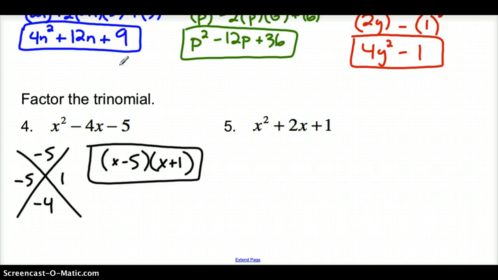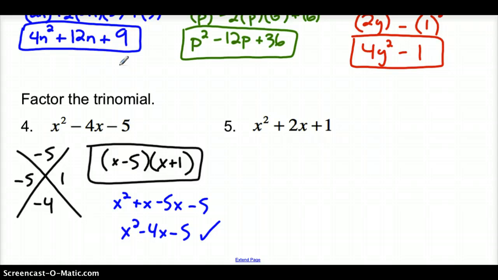Remember, we can always check this with FOIL again. First times first would be x squared. The outside terms give us a positive x. Inside gives us -5x. And last times last gives us -5. When we combine like terms, we know that we are correct.